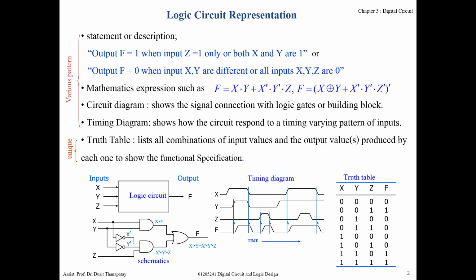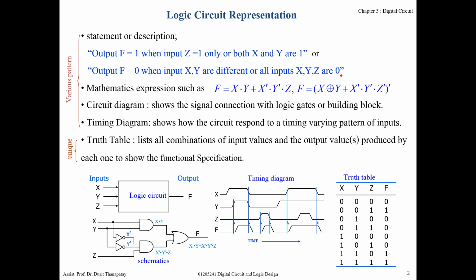To represent the logic function, we can do it in many ways. For example, we may write a statement or description, such as the output F is 1 when input Z is 1 only, or both X and Y are 1. Or the same function described with a different statement: output F is 0 when inputs X and Y are different, or all inputs X, Y, and Z are 0.